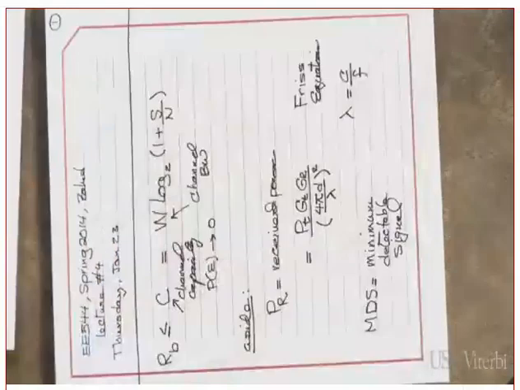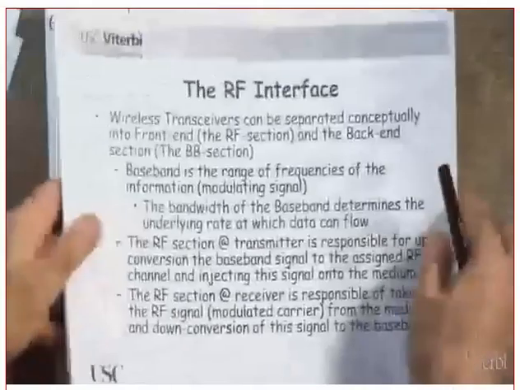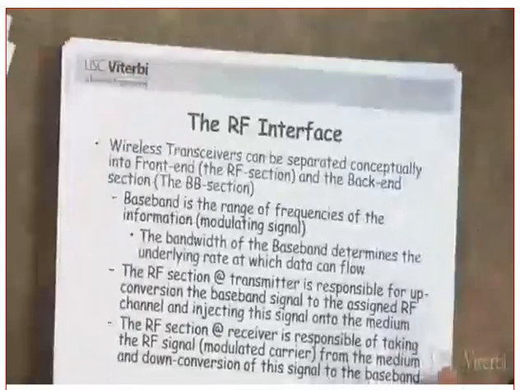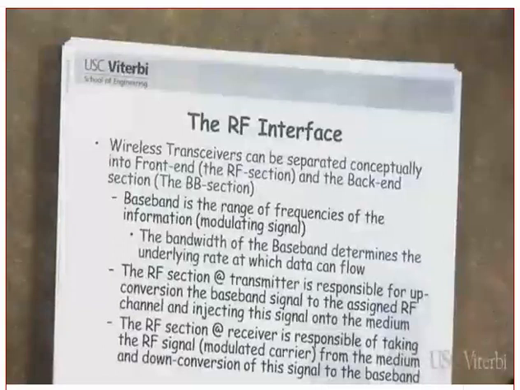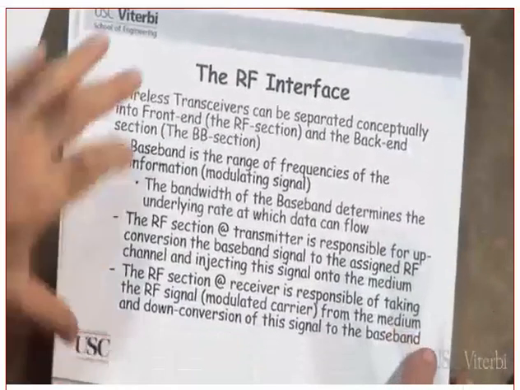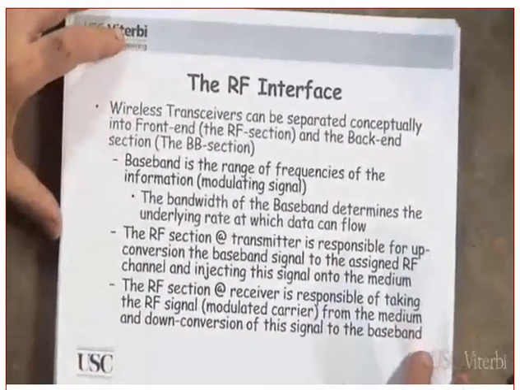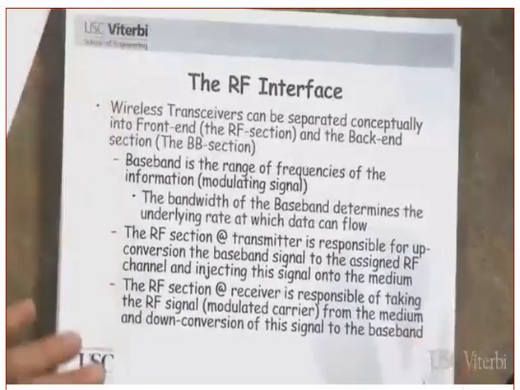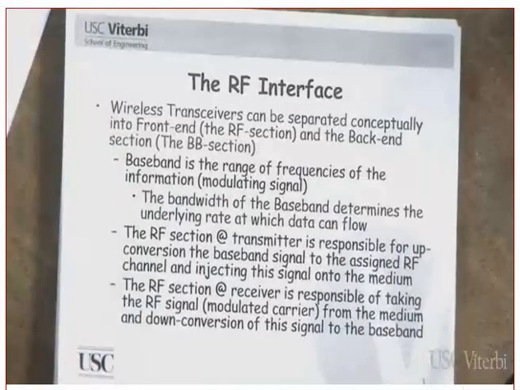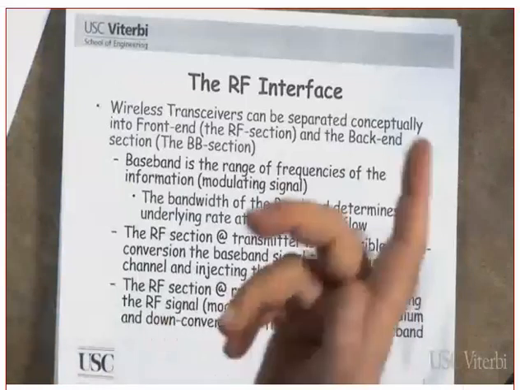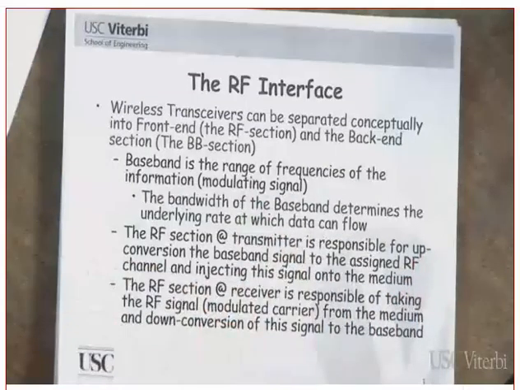Clear? Okay, good. So, the baseband deals with the range of frequencies of the information or the modulating signal. The bandwidth of the baseband determines the underlying rate at which the data can flow. Clear? So the bandwidth of the baseband will determine at what rate you can transmit. Clear?